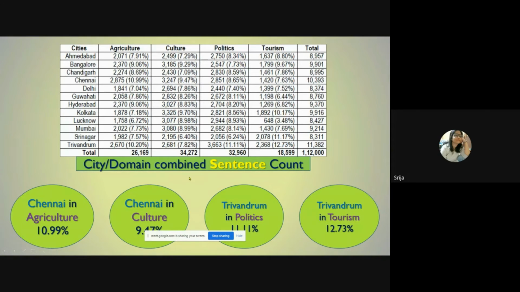Okay, so next is the city domain combined sentence count. So we see that Chennai has the highest sentence count in both agriculture and culture, whereas Trivandrum has the highest sentence count in both politics and tourism.